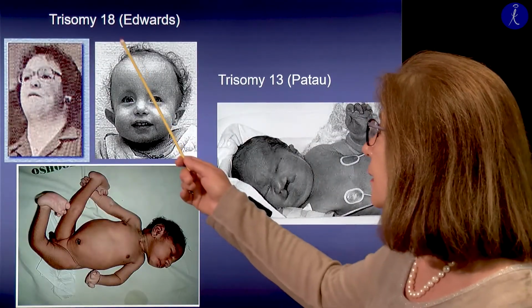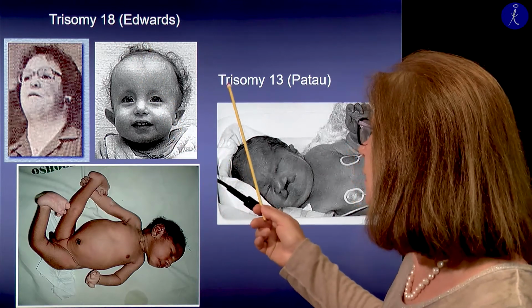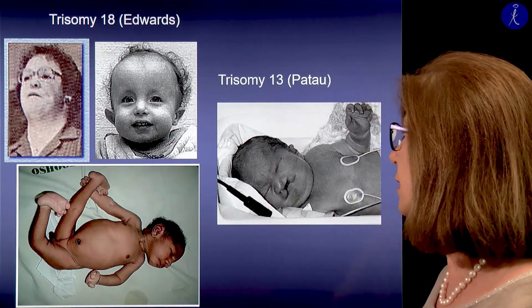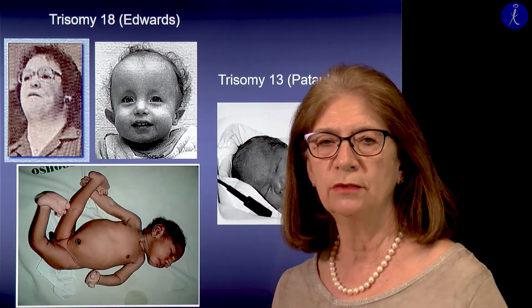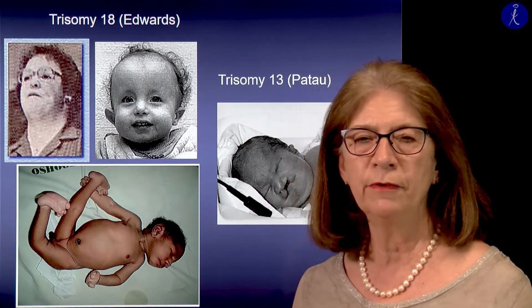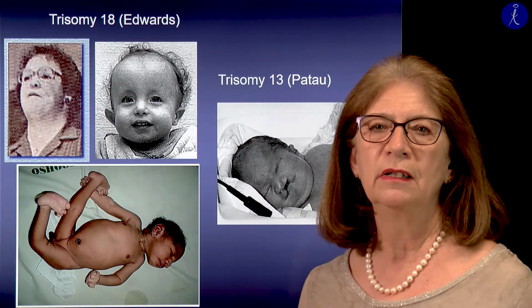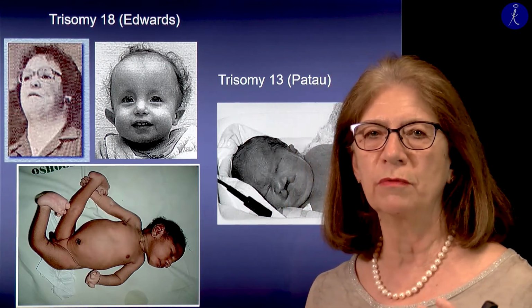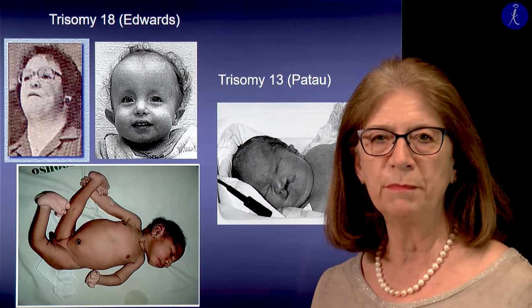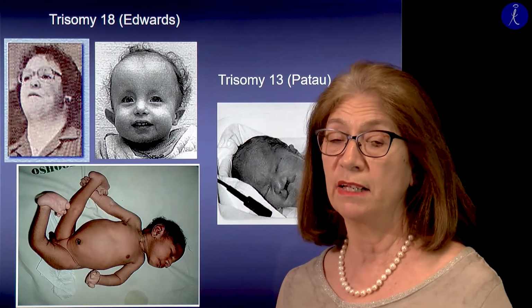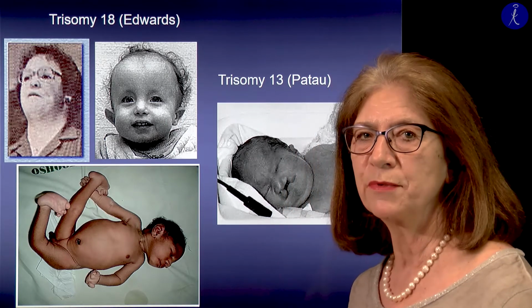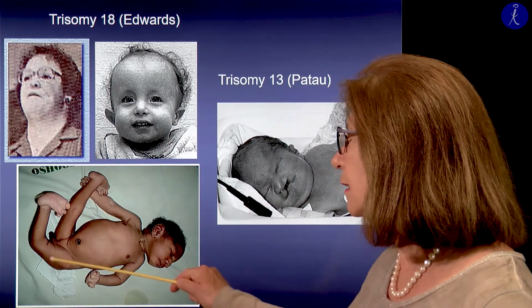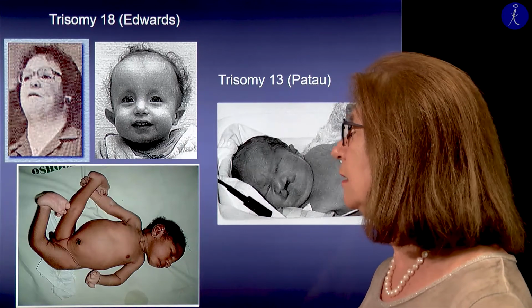Trisomy 18 is called Edwards syndrome, and trisomy 13 is called Patau syndrome. These are more severe problems. Usually these children don't survive the first year of life. They have serious problems with the heart formation, with the palate, with the lips. So they may have cleft palate and cleft lip. And they have multiple problems, nervous system problems, limb development problems, as you see.